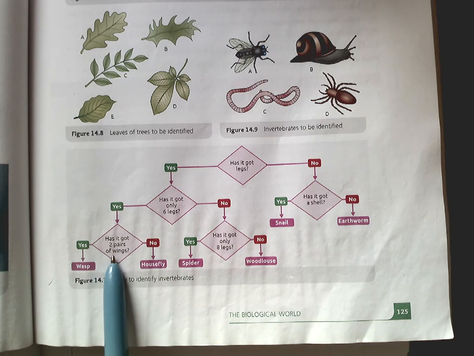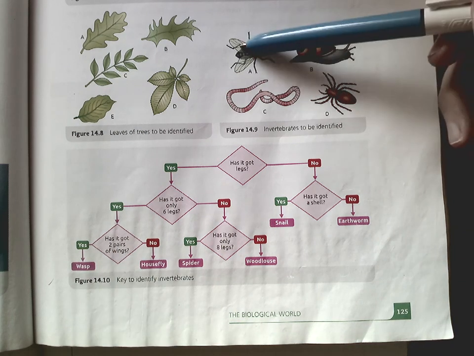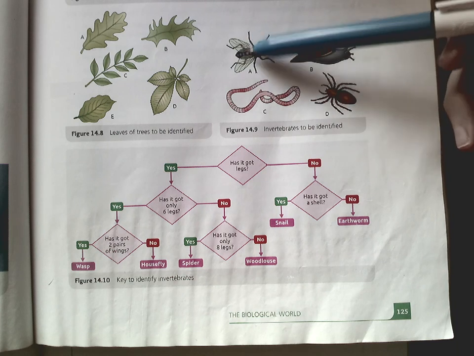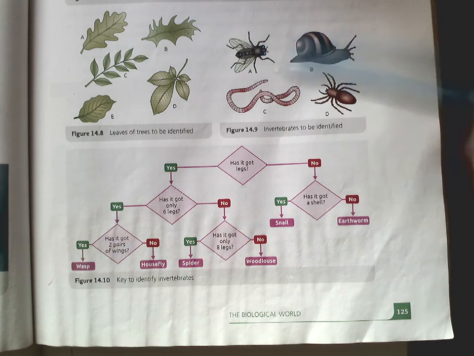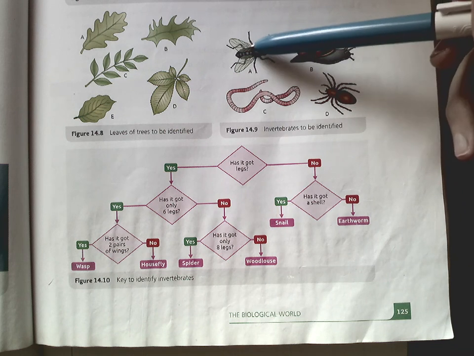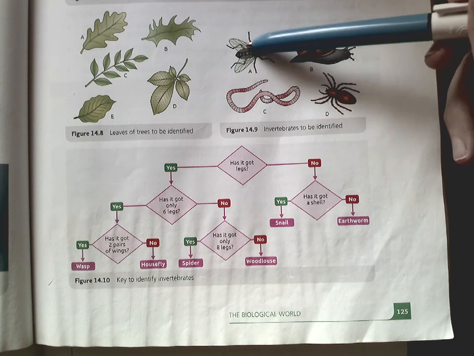So has it got 2 pairs of wings? So again, we look at our animal and we can see there that it has 2 pairs of wings. So it has 2 pairs. So has it got 2 pairs of wings? And if we have a look here, it only has 2 wings. It doesn't have 2 pairs of wings.